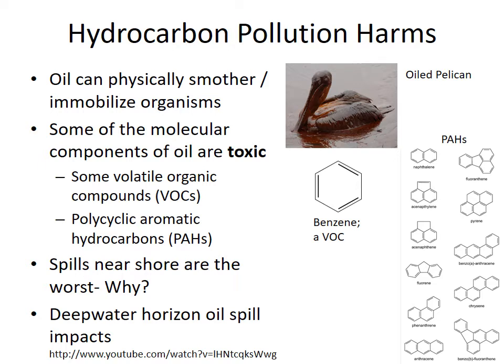And when you have an oil spill, both the physical harmful effects and the chemical harmful effects tend to be worse if the spill is near shore. Why is that? It's because, as you've learned earlier in this course, there's more life near shore than in the open ocean. So because there's more life there, there's more life in harm's way if the spill is near the coastline.